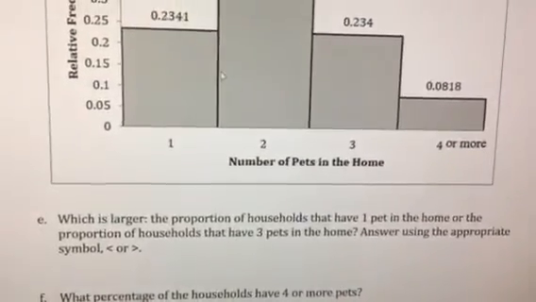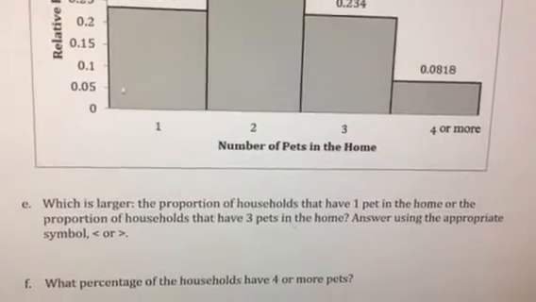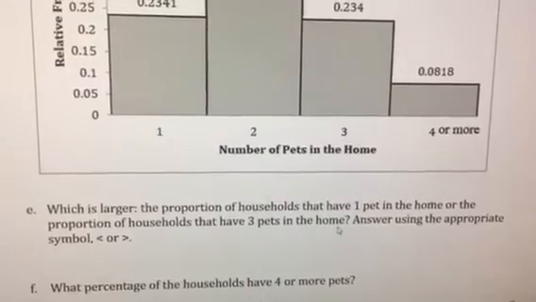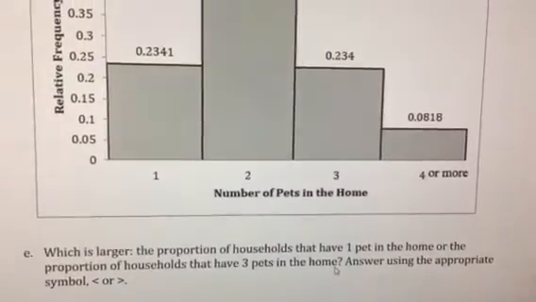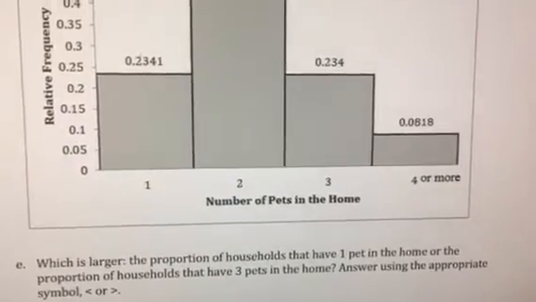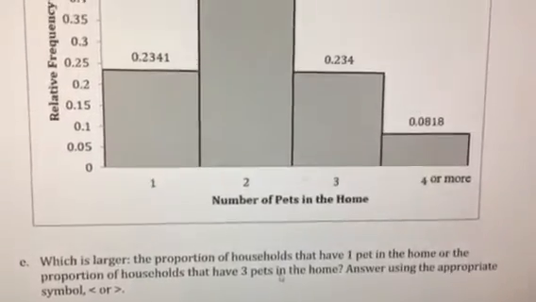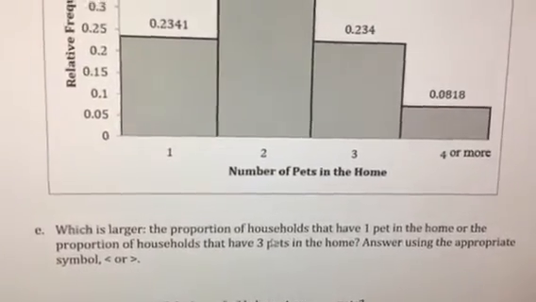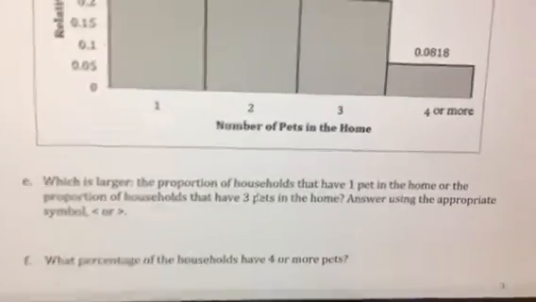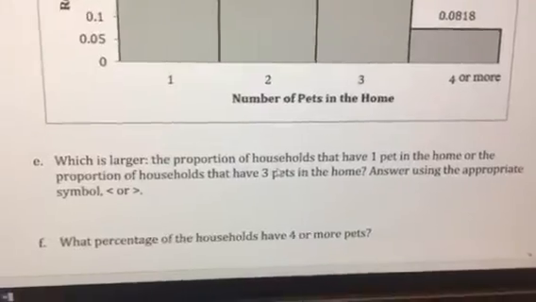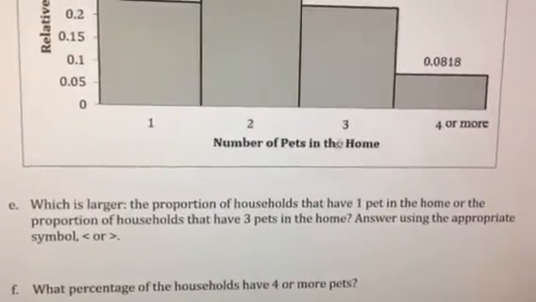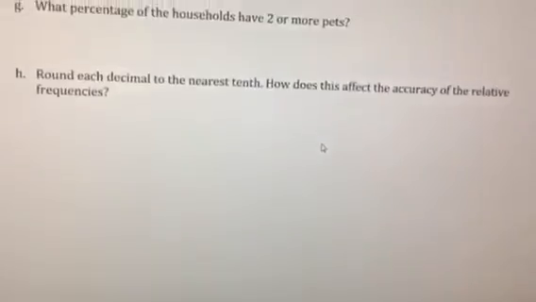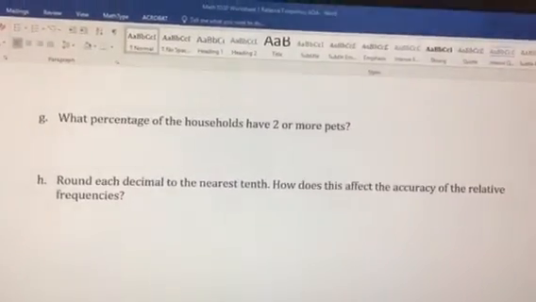Now, when it asks you to answer these questions, notice it says which is larger, the proportion of households that have 1 pet in the home or the proportion that has 3 pets. What you have to do is go up and find your relative frequency above 1 pet, find your number, then go find it for 3 pets, find your number, and then compare those two values using the inequality symbol. Which one's greater, which one's less. You're going to place that symbol between them. Notice then it's asking you about percentage. What percentage of households have 4 or more pets? I told you that just a second ago, so you can look that up. Then they ask you some more things about percentages.